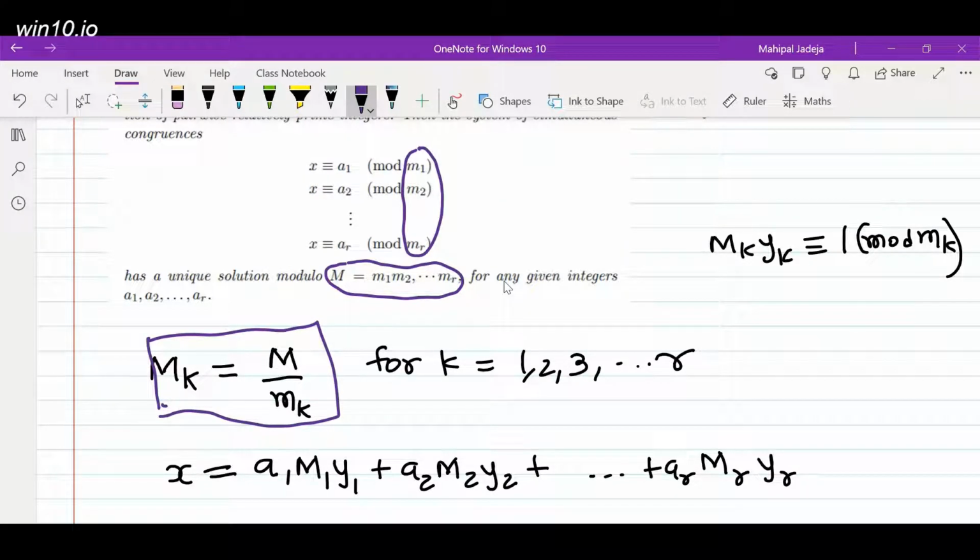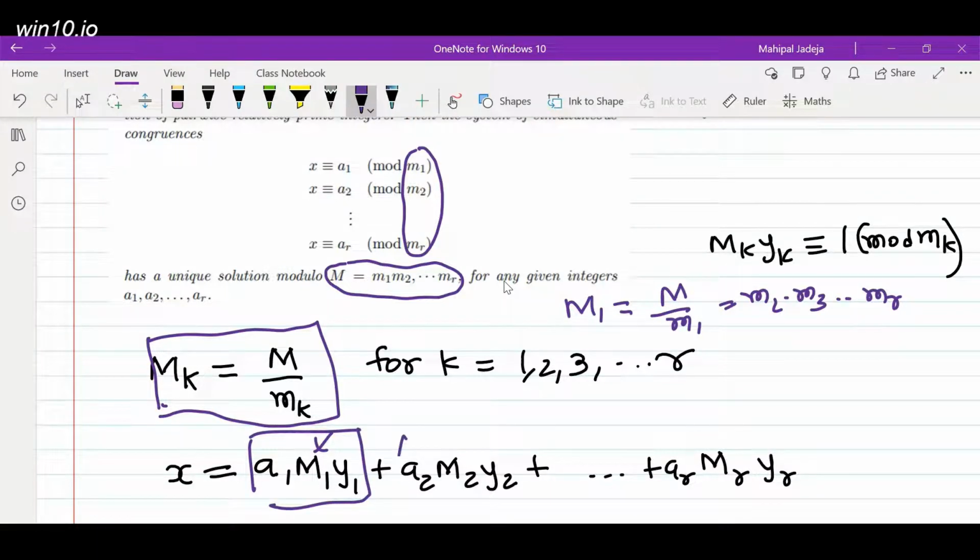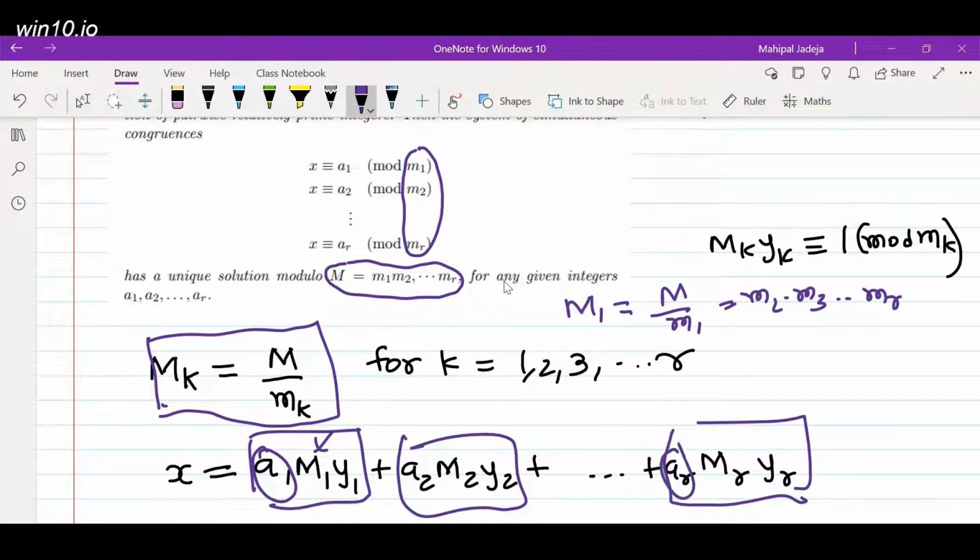So if I substitute k is equal to 1, then I will get M1 is equal to nothing but M upon m1, right? So basically I will get this m2 into m3 up to mr. So that's what we are doing with respect to the very first multiplication. And these are my rectangles, right? Like this. And in each rectangle, first we are starting with the remainder value, which is nothing but a1, a2 up to ar in our case. Then we are multiplying with this term which I have just explained, the Mk's. And finally we are also finding out these inverse values, which are nothing but y1, y2, y3 up to yr.